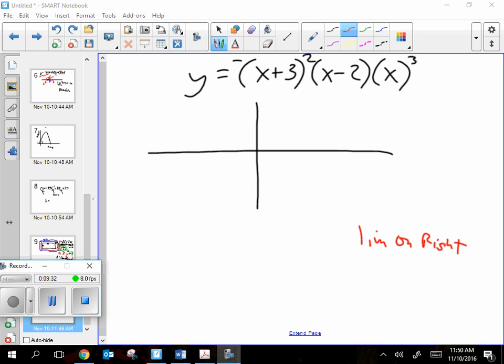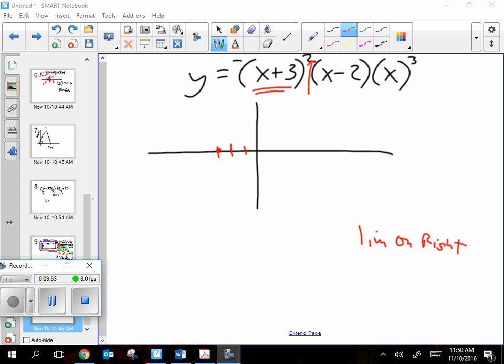Yes, sir? It bounces at -3 because there's a root at -3, and the multiplicity is 2. Very good. All right, so it's got to bounce there, but I can't tell which way it's going to bounce until later because I got to go and find the lead coefficient.